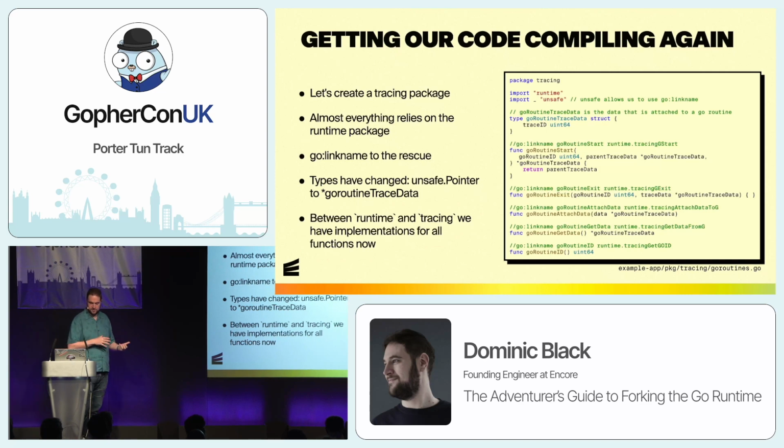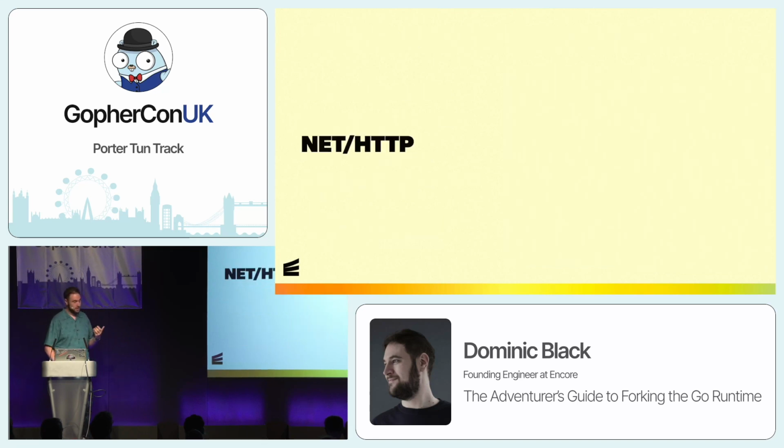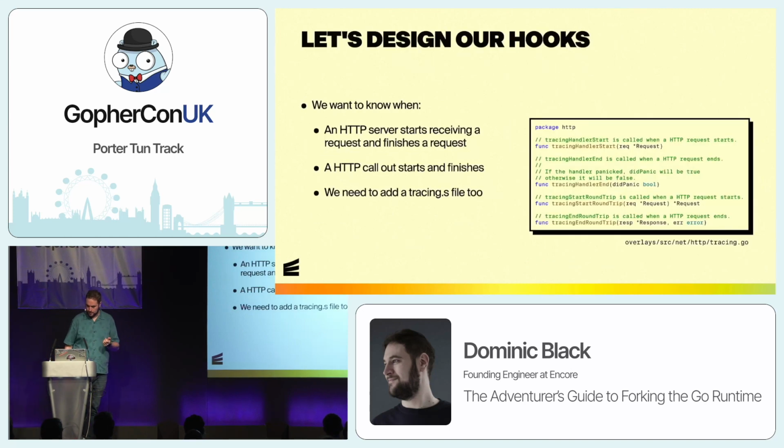And now between the runtime and tracing package, we have implementations for all those hooks we just looked at. And we can start thinking about what we're going to do. So as I said, let's think about the HTTP package. And just like we did with goroutines, let's start by thinking about what do we want to know, when do we want to know it? Well, we want to know when a server starts handling a request, when it finishes handling a request. We want to know when an HTTP call is about to be made and when an HTTP call has finished.